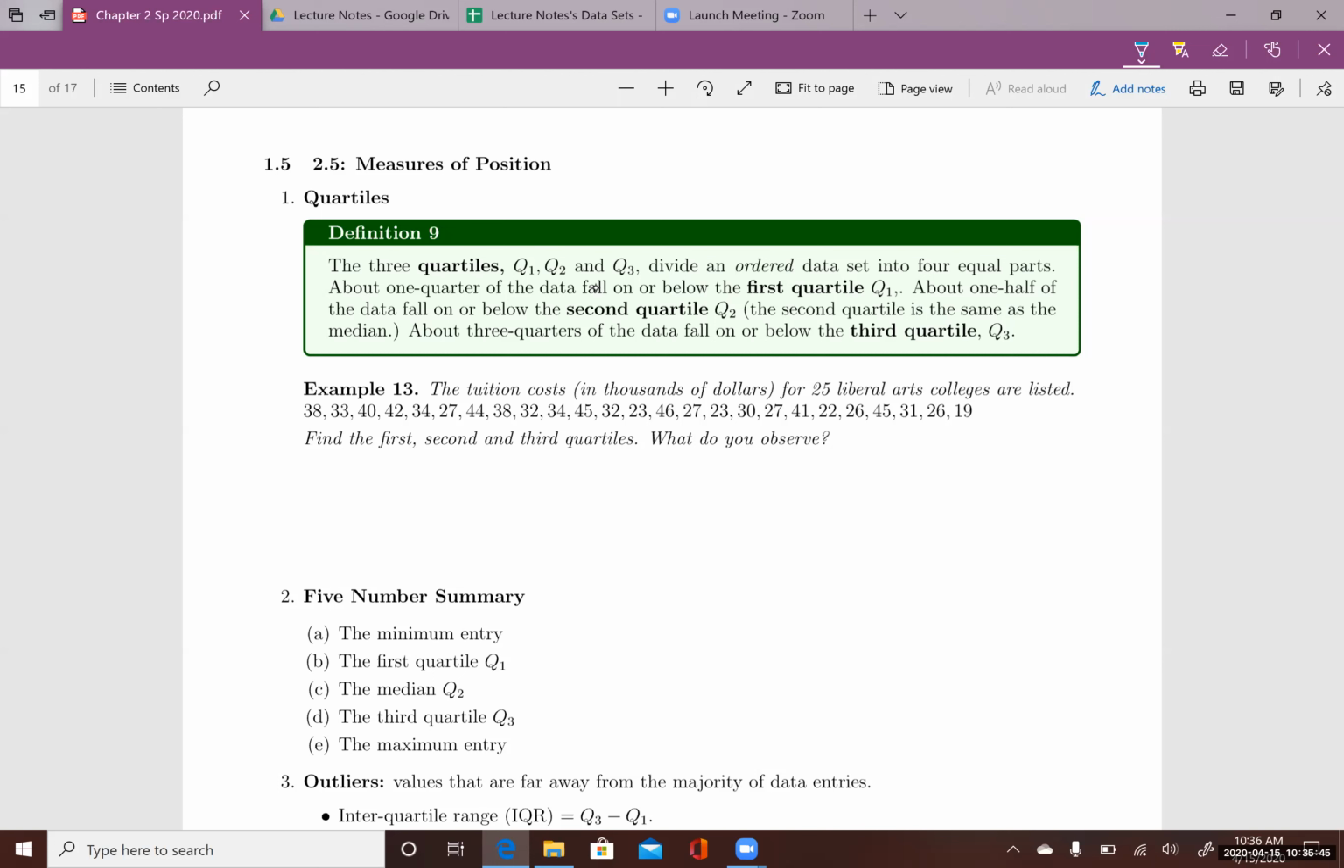For example, this is the tuition cost for 25 liberal arts colleges, and you are asked to find the first, the second, and the third quartiles. The first thing we want to do is put this data into order. Then first we divide the data in half to find the median. On the first half, we divide it by 2 to find the first quartile, and on the second half, we divide it by 2 to find the third quartile.